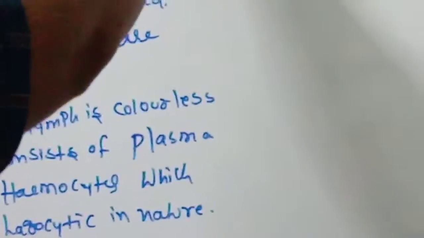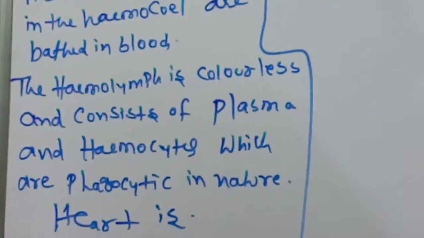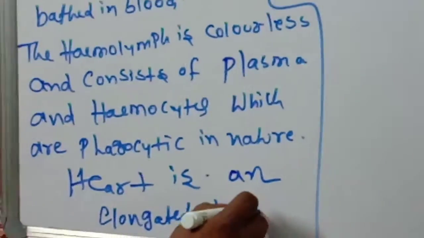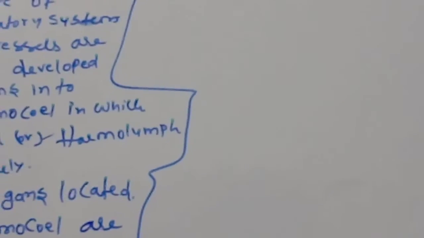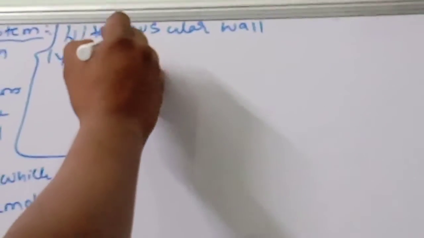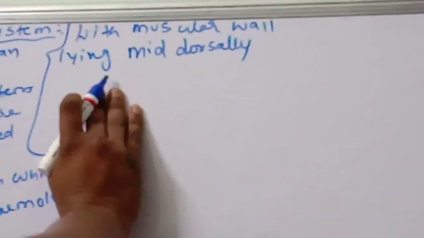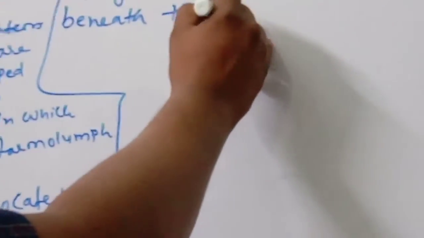Heart is the next point we are discussing. The heart is an elongated tube with muscular wall, lying mid-dorsally beneath the thorax. This is important.